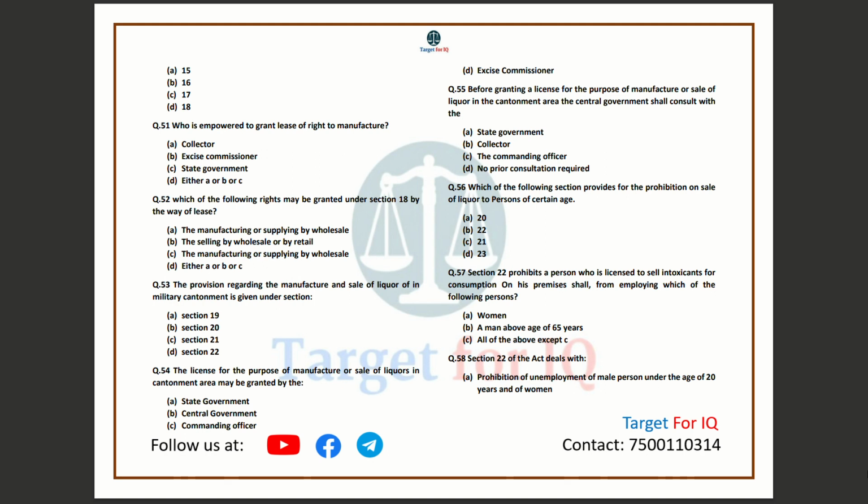Question number 57. Section 22 prohibits a person who is licensed to sell intoxicants for consumption on his premises from employing which of the following persons? Option A, women. Option B, a man above the age of 65 years. Option D, all of the above. The correct answer to this question is all of the above, except C.